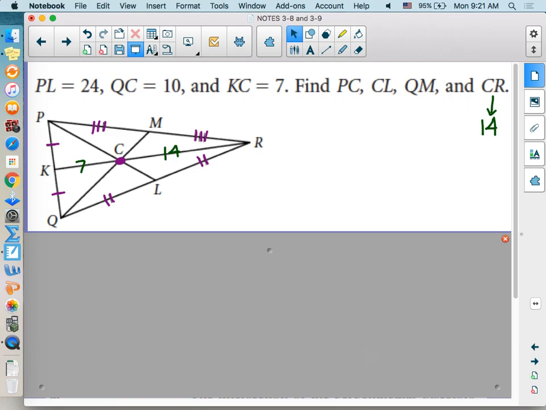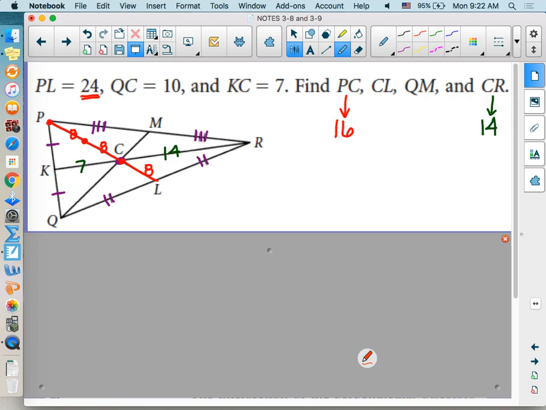The next thing they give us, though, is PL is 24 long. They don't tell us, with PL being 24 long, which piece is PC and which piece is CL. So what we're going to do is think about that this is supposed to be from C to L one length, and then that length is supposed to get repeated twice on the segment from P to C. So what I want to do is split that 24 into 3 equal lengths. Each would be 8. One of the lengths is here, and the next two 8s are here and here, making PC 16 long and CL 8 long.